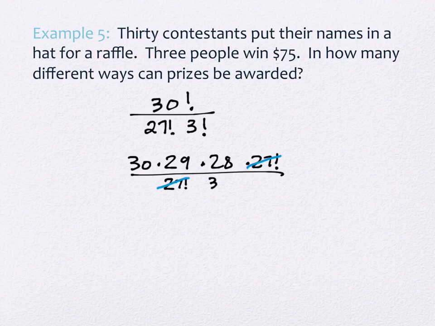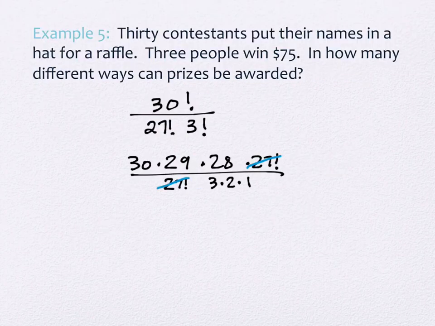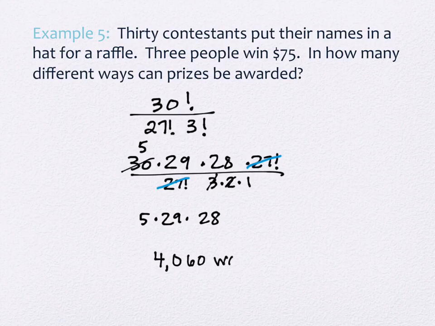On the bottom now I have 3 times 2 times 1. So again, if you wanted to, especially since we already did the problem over here, the 24,360, you could just divide by 6. If you want to reduce it, you can do that too. 3 times 2 is 6. 30 divided by 6 is 5. So you could do 5 times 29 times 28. Either way, you end up with what? 4,060 ways.